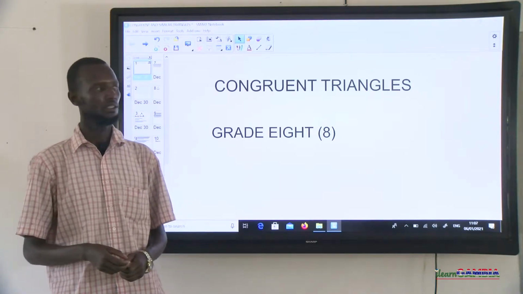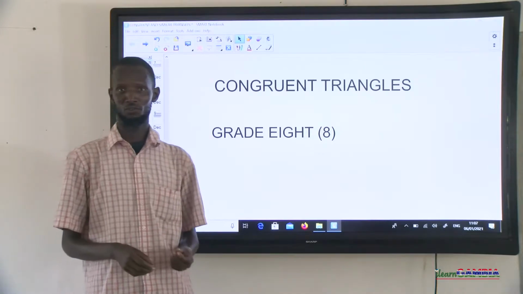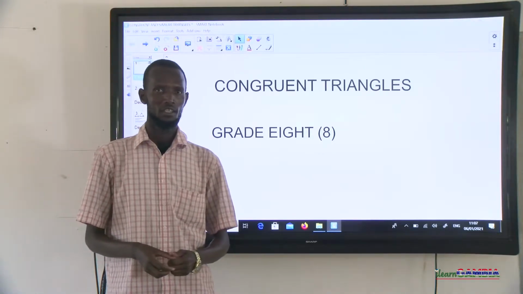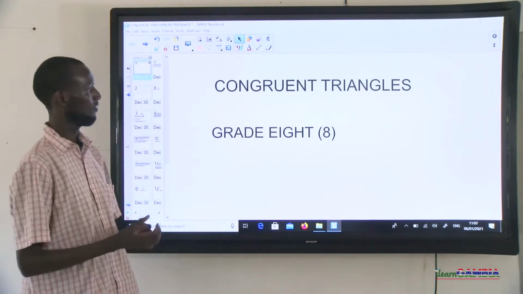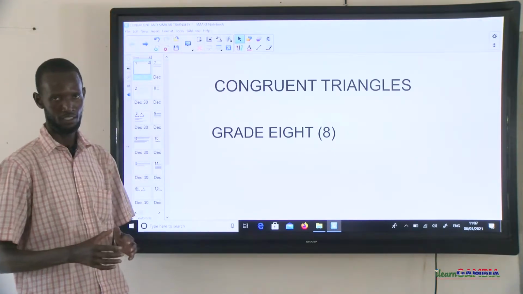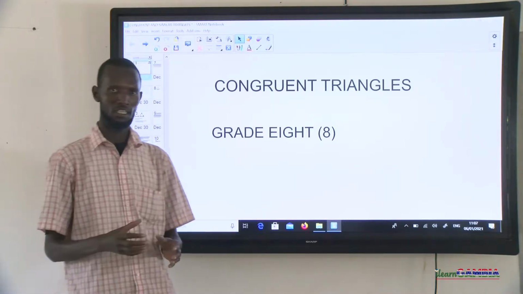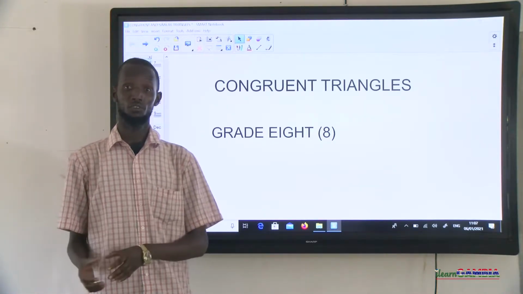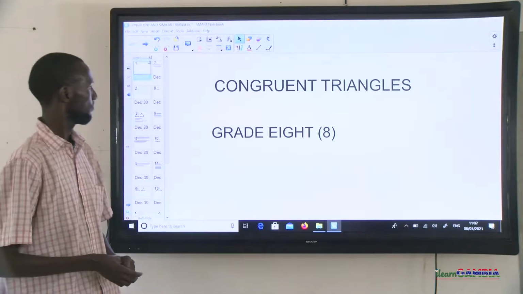Targeting the grade 8 levels, but of course other grades can also benefit from it. In today's lesson we will be looking at congruent triangles. We're going to look at the properties and then how to identify them and so forth.